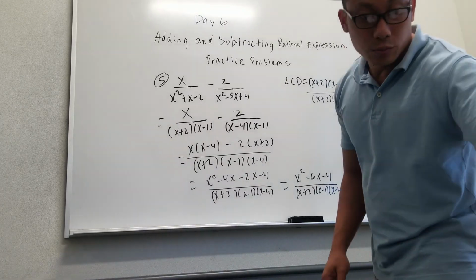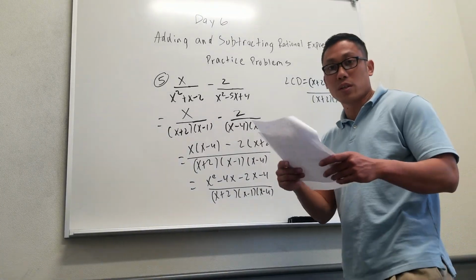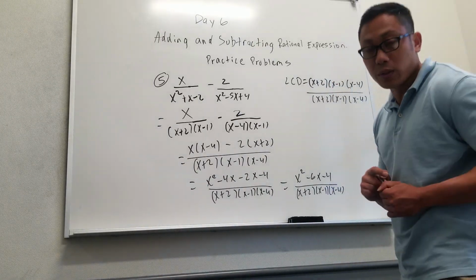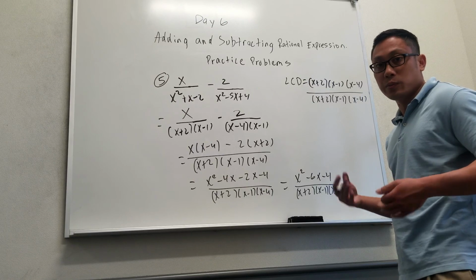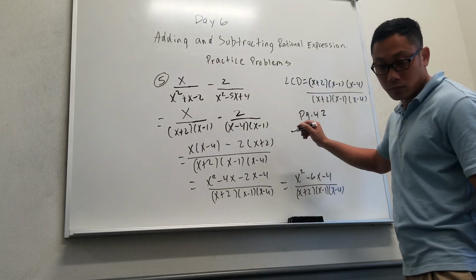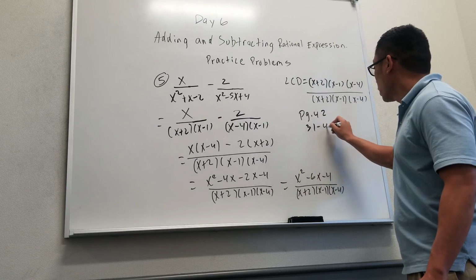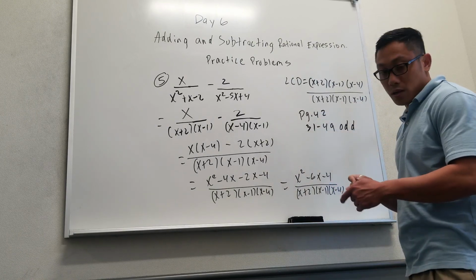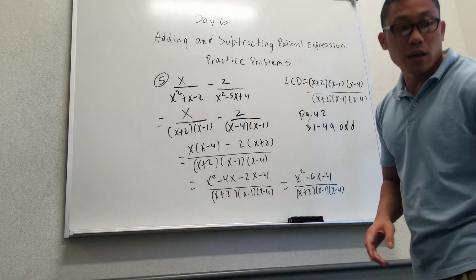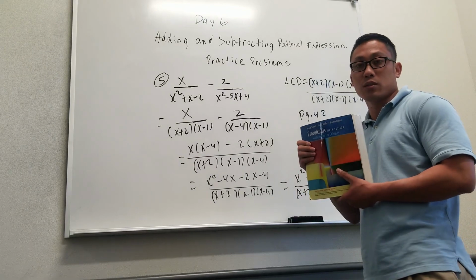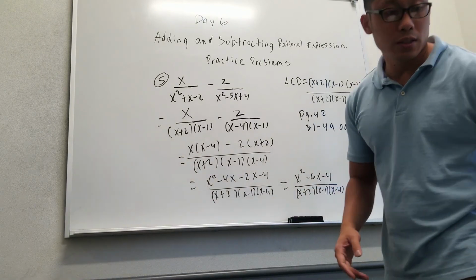So I showed you guys the book already. This is from Stewart. If you want more problems, if it didn't make sense to you, for extra problems we have page 42, 31 to 49 odd. Okay, I gave you odds so you guys can check the answers in the back of the book. This is the Stewart book, 5th edition. That's it for today.